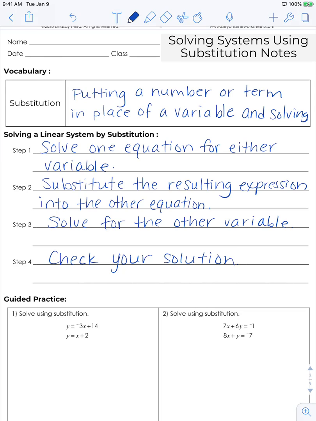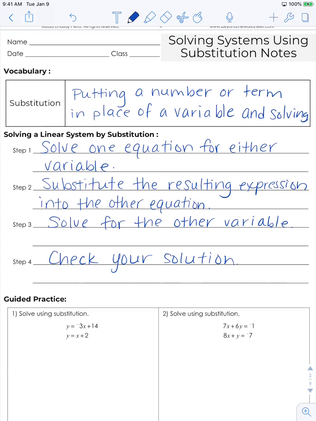Let's solve systems using substitution. If you have not already copied down the vocabulary word and you don't already have the steps written down, go ahead and pause this video and copy everything now. So substitution is simply putting a number or term in place of a variable and solving.